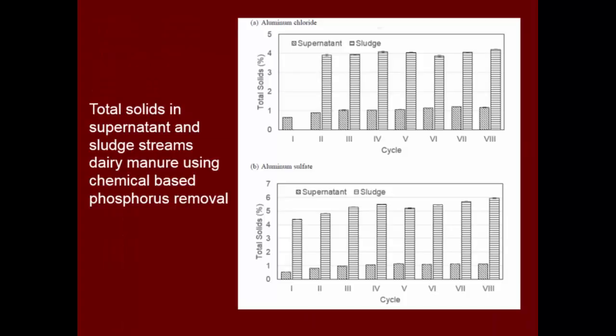The other thing that I really need to mention here is the partitioning of aluminum. 10% of the aluminum that we put in was the residual seen in the supernatant, and 90% of the aluminum is associated with the sludge.